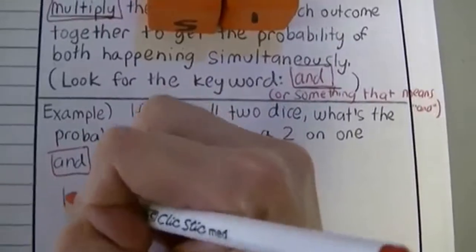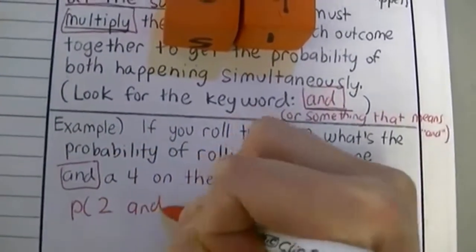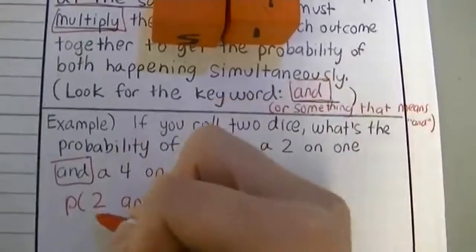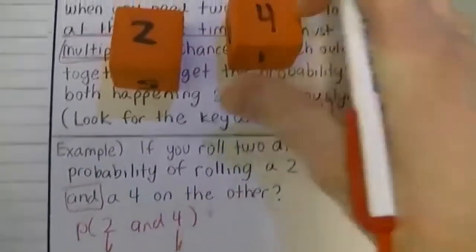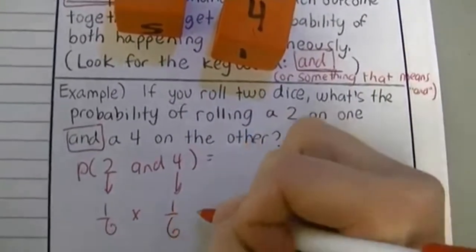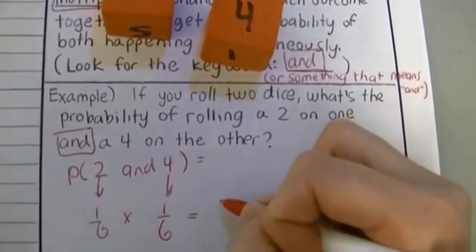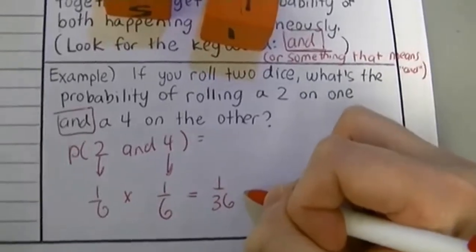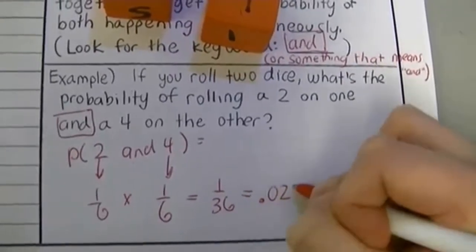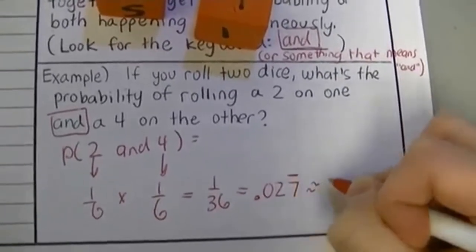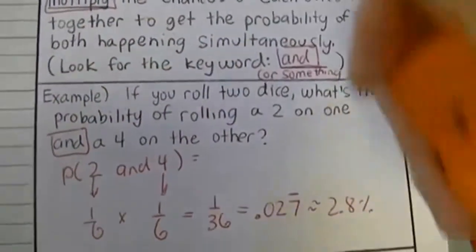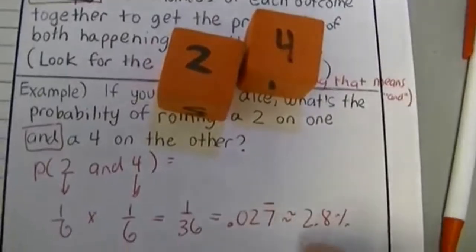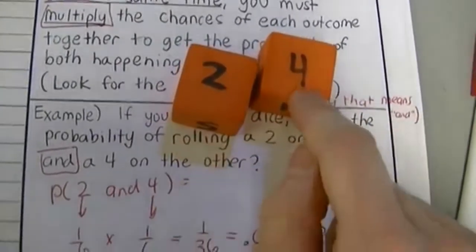So here's how you'd write it out: probability of getting a 2 and a 4. The probability of getting a 2 is 1 out of 6, and we're going to multiply because we see the word "and." The probability of getting a 4 is 1 out of 6. So 6 times 6 is 36, so 1/36, which is 0.027 repeating, approximately 2.8%. So if I were to roll this one time, the chances of me landing just like that are only 2.8% to get a 2 and a 4.